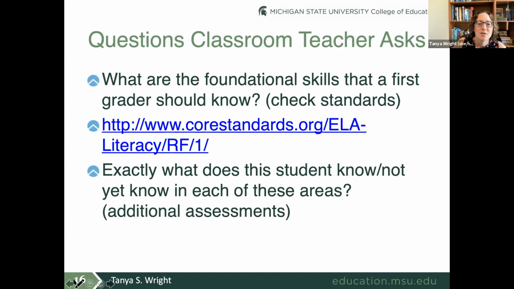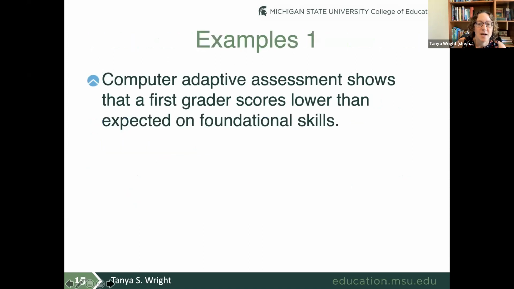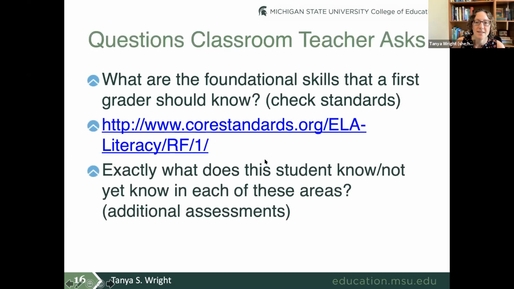Okay, so say we have a child who we find out is below grade level on foundational skills. Well, what does that tell us? Not a whole lot, because there's a lot of foundational skills. So the first thing we have to figure out is what the foundational skills are that first graders are even supposed to know. So we would need to check the standards and figure out, well, what is it that first graders are supposed to know?